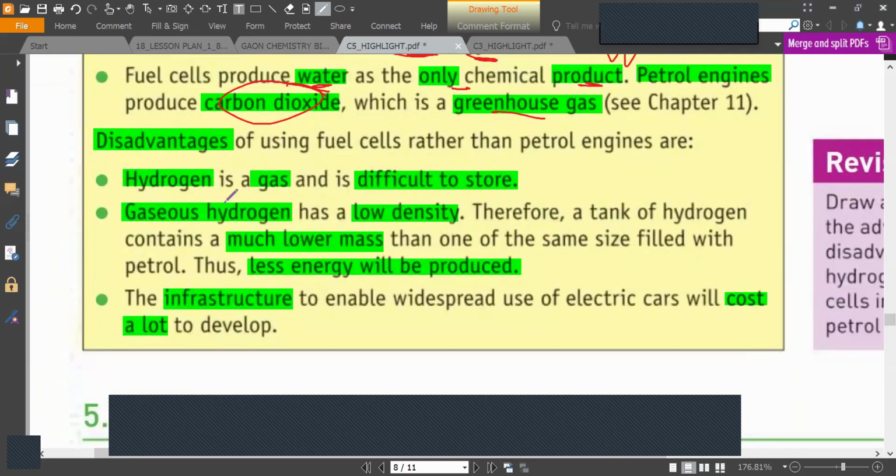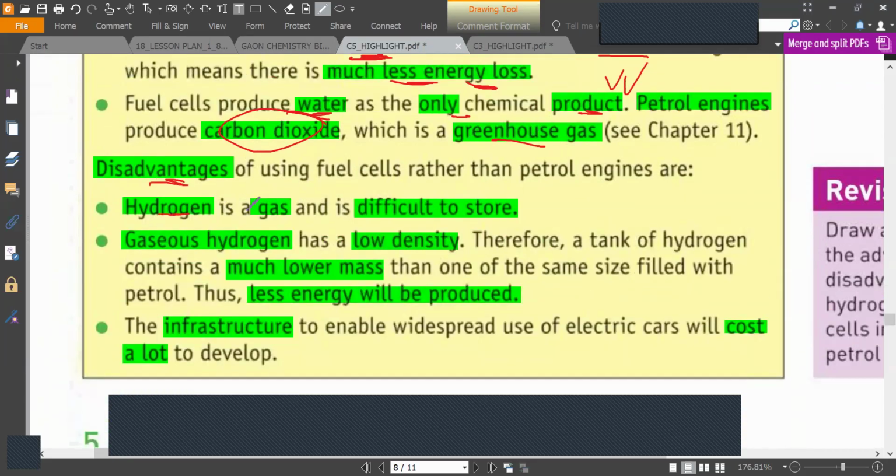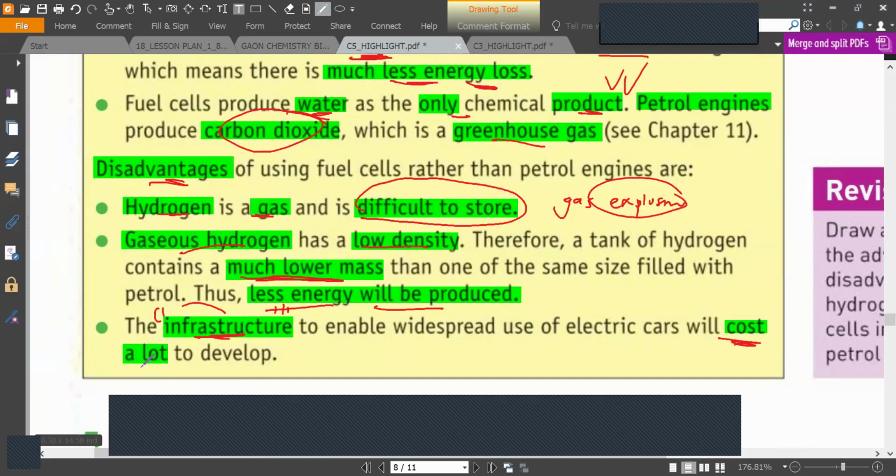Disadvantage: it needs hydrogen, but hydrogen gas is very difficult to store. It's a gas and it's explosive. Very difficult to store. And it's low density, so we get lower mass, less energy will be produced. We also need to build up the infrastructure for this to work. It will cost a lot to develop. So basically that is the concept here.